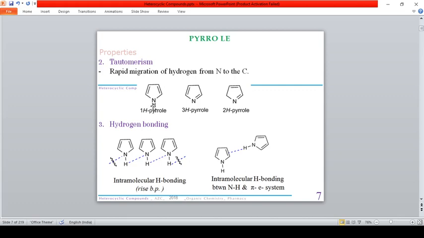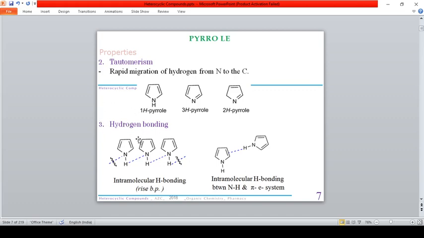So what is happening? This hydrogen is being released from here, and it is going onto this carbon, and this pi bond is shifting from here to this bond. So we'll get this structure. Again, the hydrogen from here will shift here, and the pi bond will shift here, and we'll get this structure. So we have 3 structures of pyrrole in total. So it shows rapid migration of hydrogen from nitrogen to carbon.